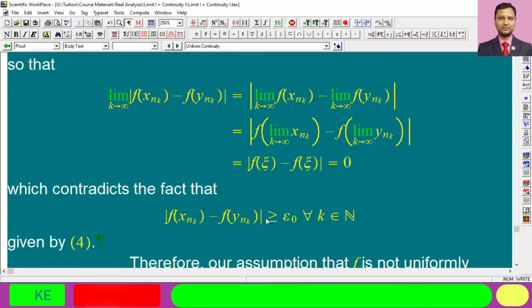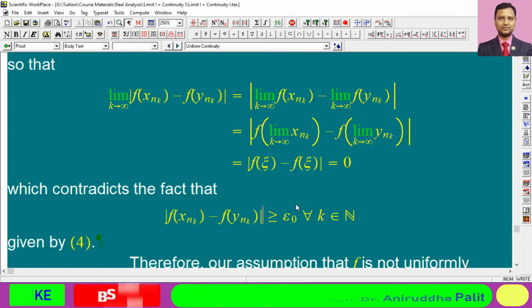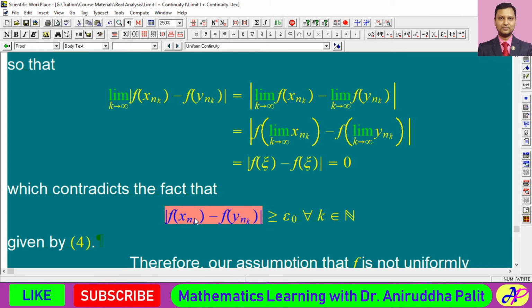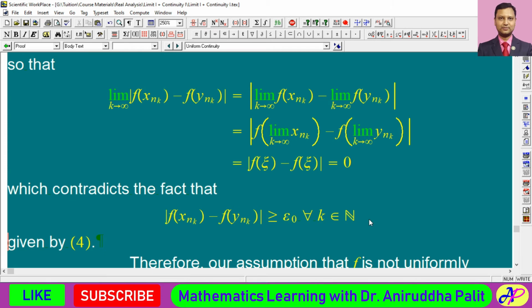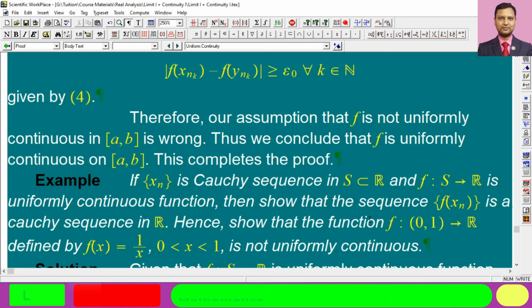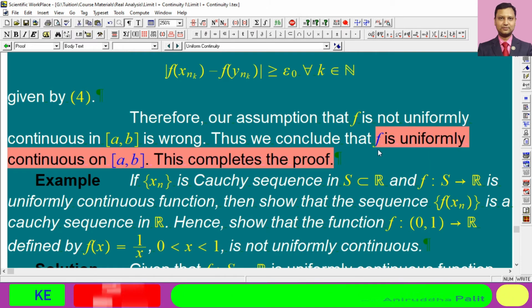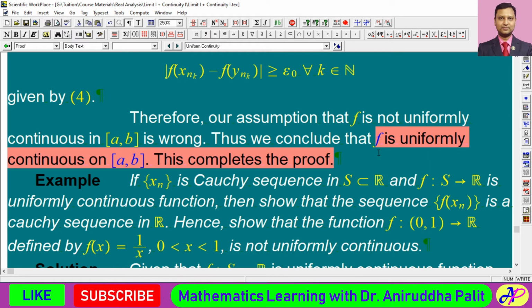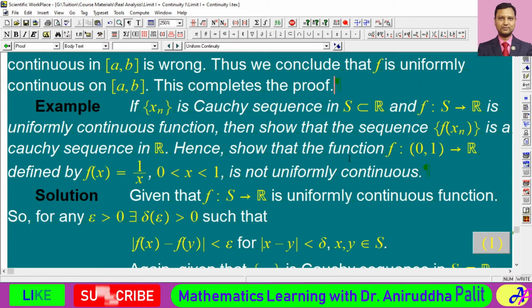Why did we obtain this contradiction? Because of our wrong assumption. What was our assumption? Our assumption was that f of x_nk minus f of y_nk is greater than or equal to epsilon 0, or in other words, our assumption was that the function is not uniformly continuous. So we can say that our assumption was wrong, and from this we can conclude that the function f is uniformly continuous on the interval A. So this completes the proof of this theorem.